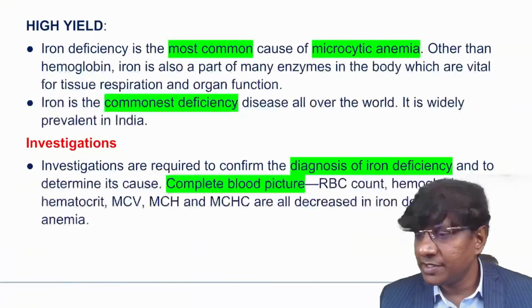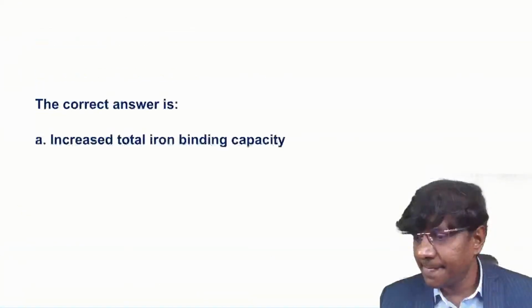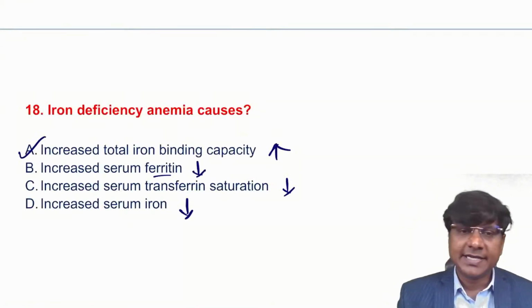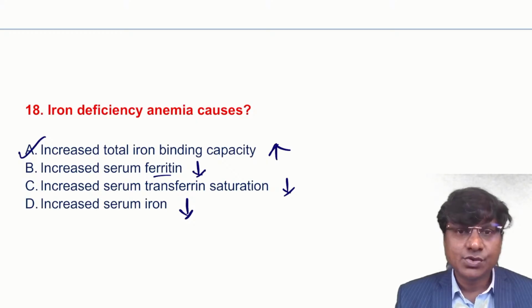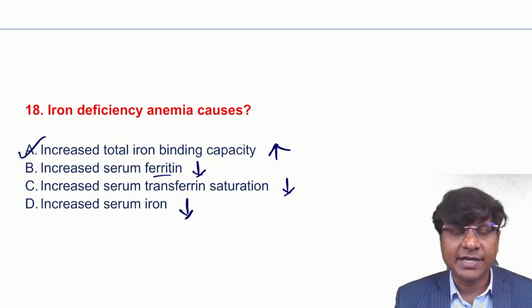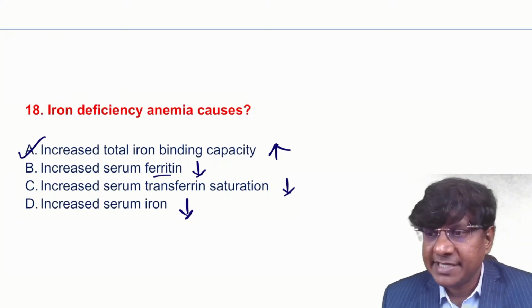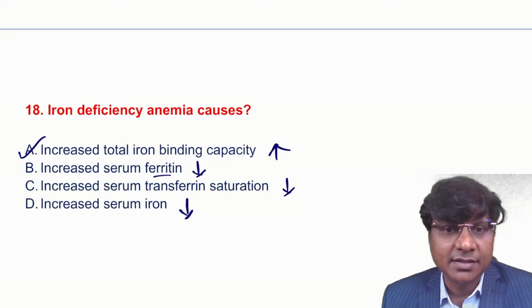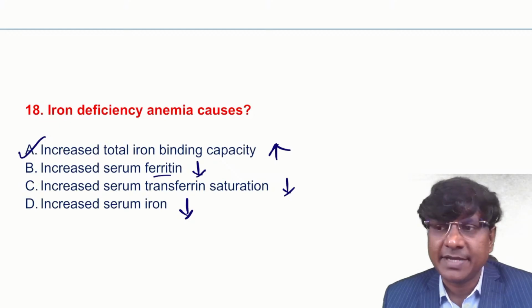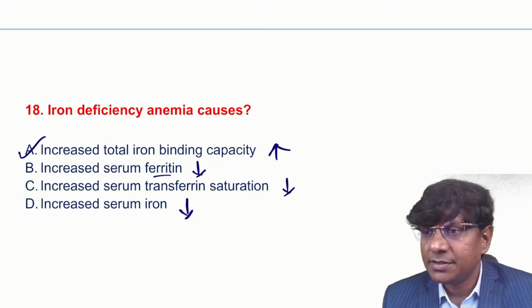Yeah, Sujay, you want question number 18 again? Yeah, that is the iron deficiency. So iron deficiency causes what? It causes an increase in total iron binding capacity, whereas serum ferritin level, transferrin saturation and serum iron levels will be reduced, right?